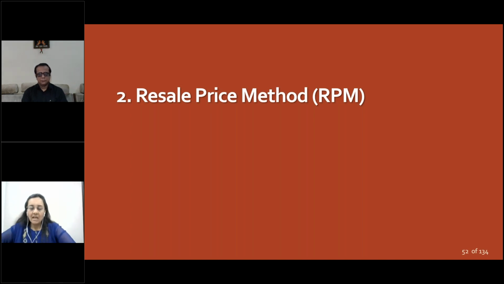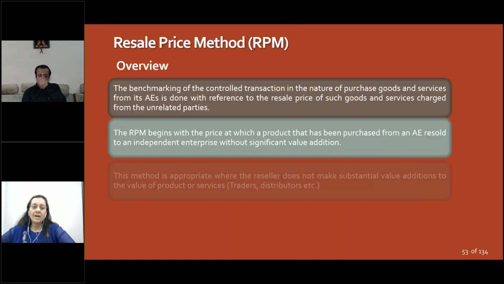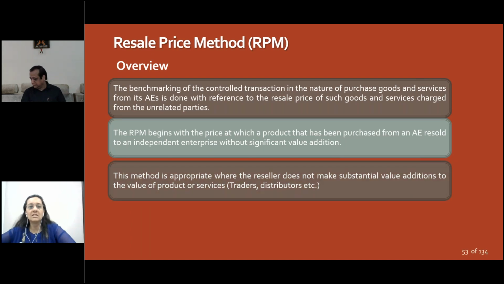What does it mean? Under a resale price method, we start with the price at which the goods or services are sold to an unrelated party. We reduce from it the normal gross profit margin that similar entities would have earned, and we come to a purchase price. That purchase price is then compared with the purchase price of the actual transaction, the controlled transaction, to determine whether it's at arm's length price.